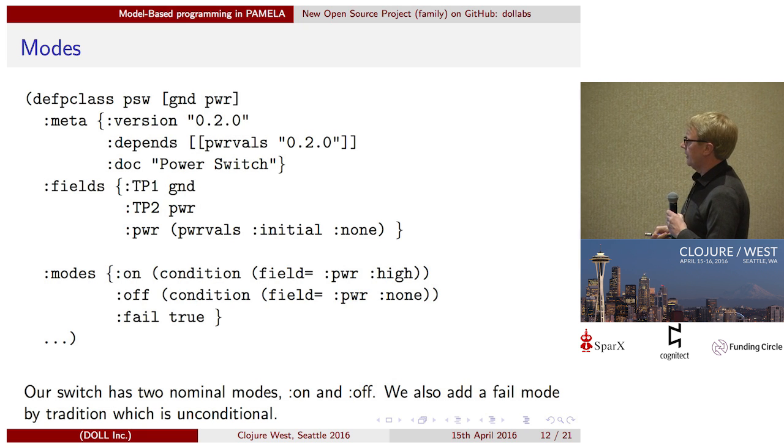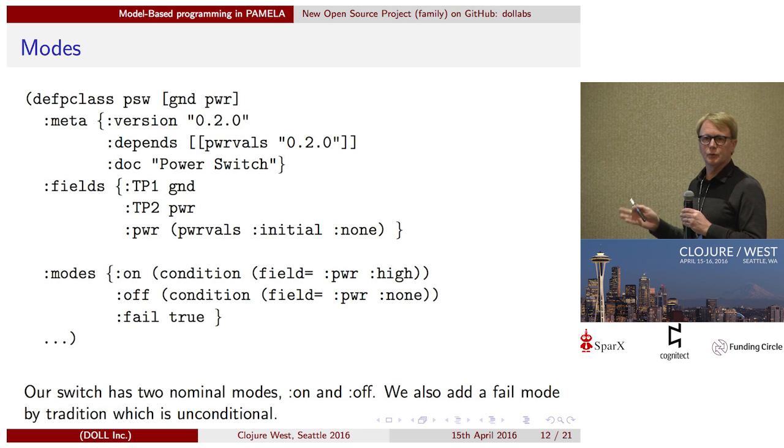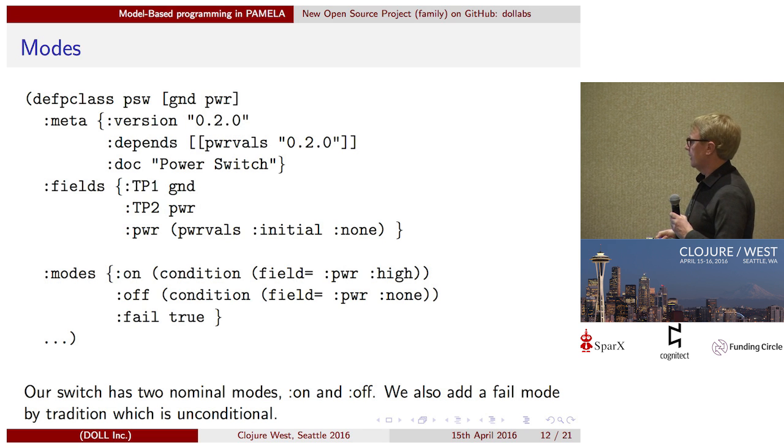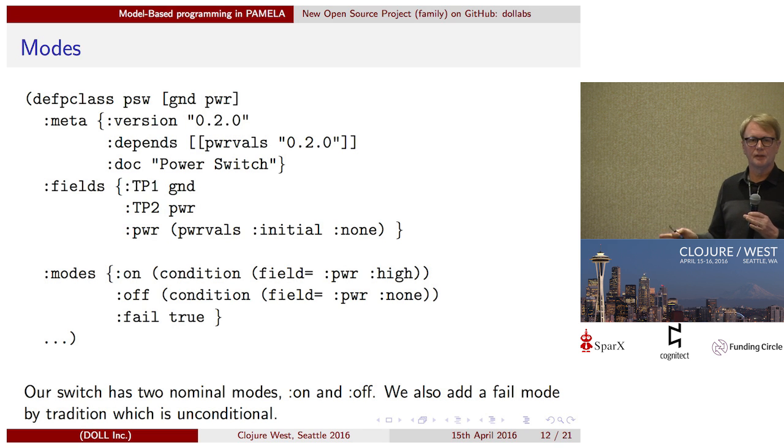Now we can define modes. A mode says what state something can be in, and when something is in a mode, there are certain things that are true. We can specify modes. In this case, we have three obvious modes. The mode that the switch is on, which would have the condition that the power is high. If it's off, then the power would be none. And there's also the failed state, which doesn't have any condition at all, because you can be in a failed state without having any conditions on it.